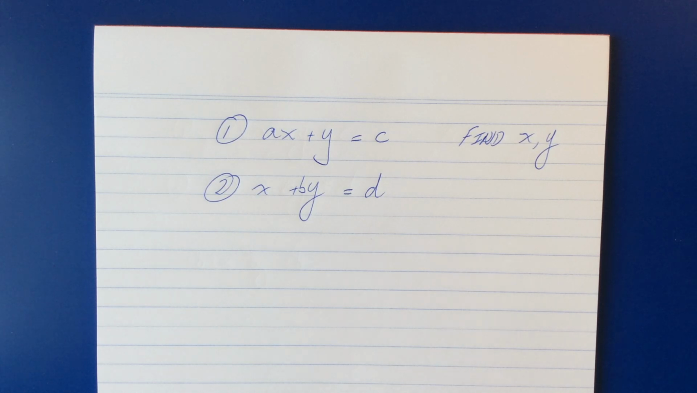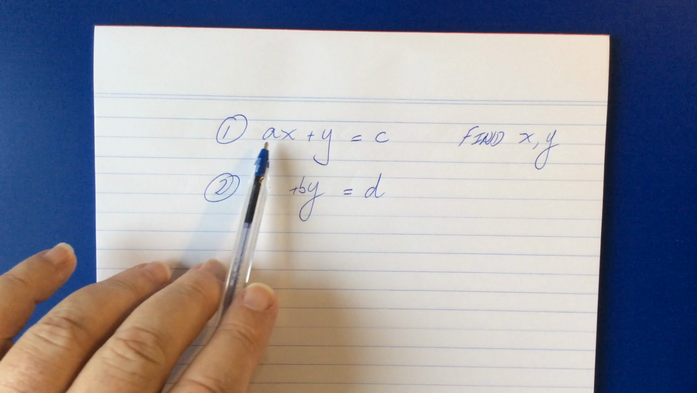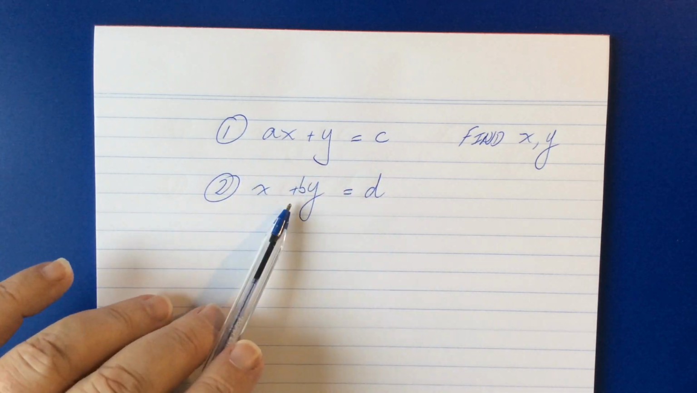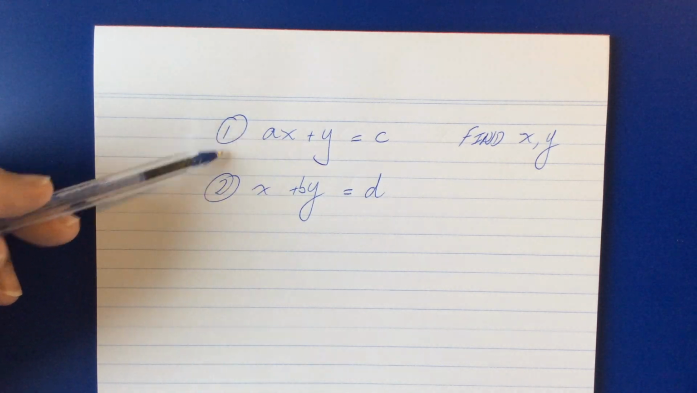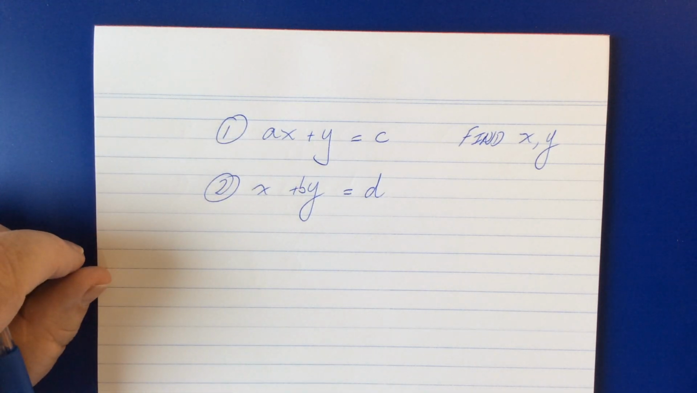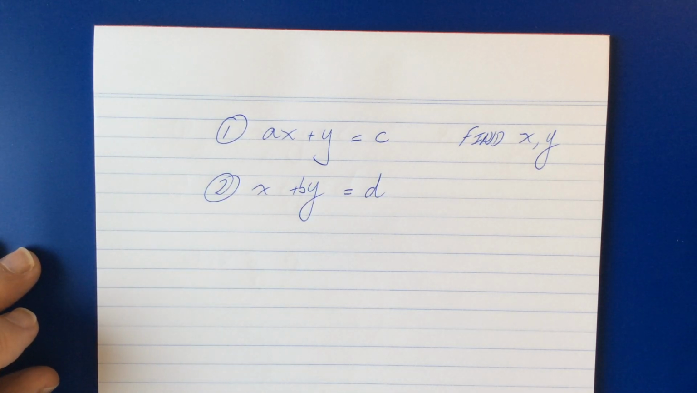Today our job is to find x and y. The instruction couldn't be simpler. The task is probably a little more difficult. We have two equations here, ax plus y equals c, x plus by equals d, and I've taken the liberty of numbering them just so I can keep track of what's going on.